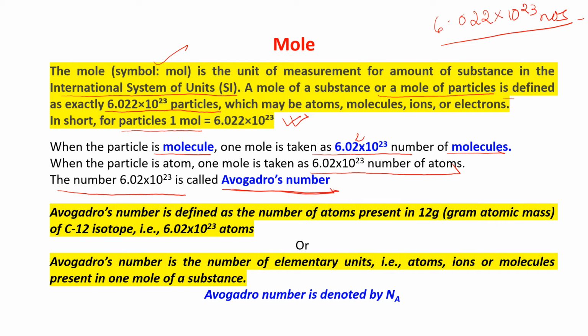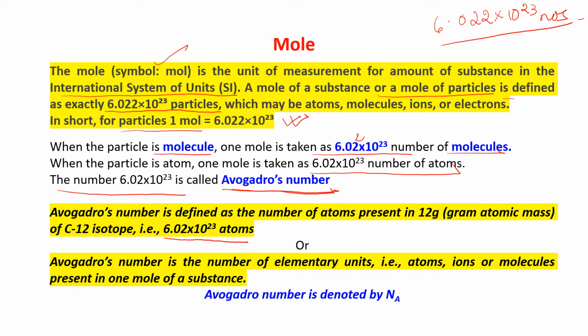Now, Avogadro's number is defined as the number of atoms present in 12 gram of C12 isotope. And how many atoms are present in 12 gram of C12 isotope? That is 6.022 into 10 to the power 23 atoms. That means 1 gram atom of C12 isotope contains 6.022 into 10 to the power 23 atoms.